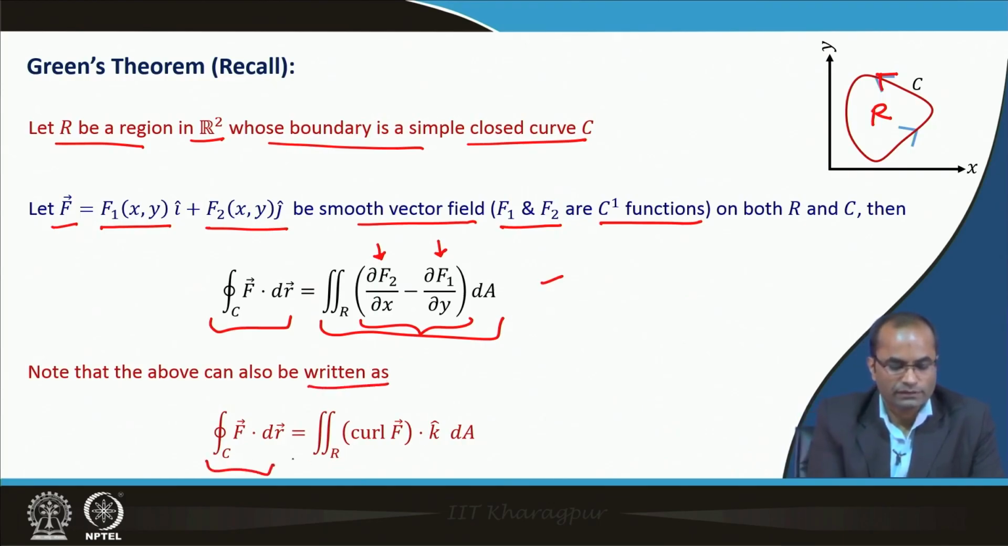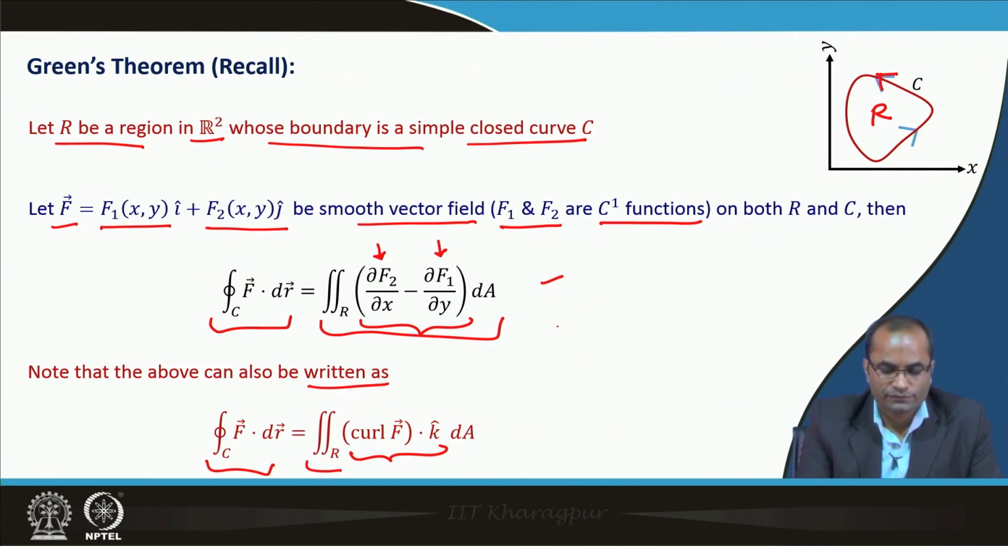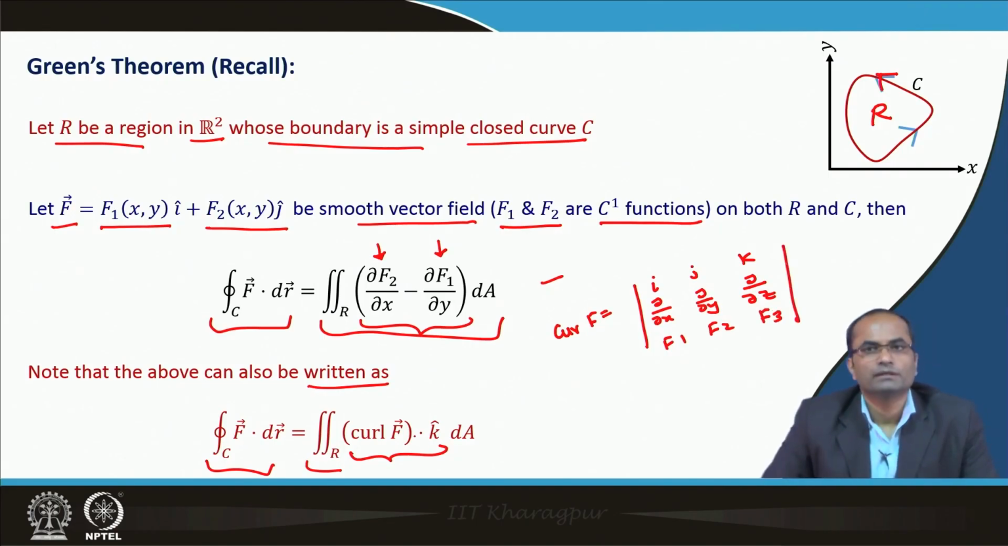Now, this curve integral can be written as this area integral, and the difference is that instead of this difference of two partial derivatives, we can also write it as curl f and its dot product with the vector k. So, what is curl f? The curl f would be the determinant with i, j, k, the partial derivative with respect to x, partial derivative with respect to y, partial derivative with respect to z, and then f1, f2 and f3. Its dot product will be done with this k.